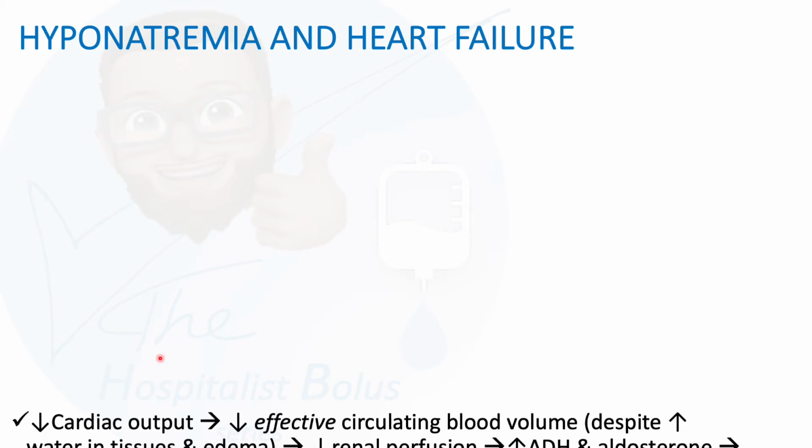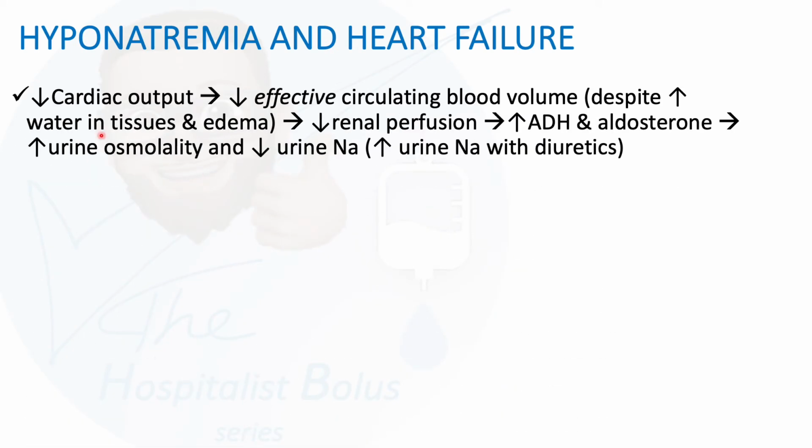Okay, so a quick note about hyponatremia in heart failure. Again, due to decreased cardiac output, there will be decreased effective circulating blood volume, maybe not actual blood volume, but the effective circulating blood volume will be low despite the increase in the water in tissues and edema. That can lead to decreased renal perfusion, and this will lead to an increase in the ADH and aldosterone. And this will lead to, like we discussed before, increased urine osmolality and decreased urine sodium. But if the patient is taking diuretics, the urine sodium might be high.